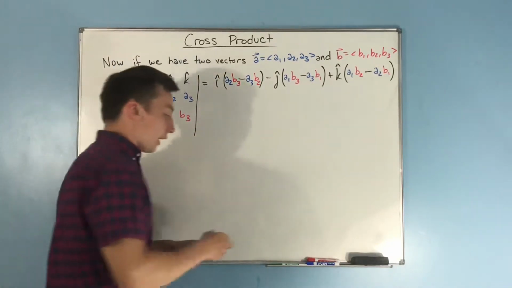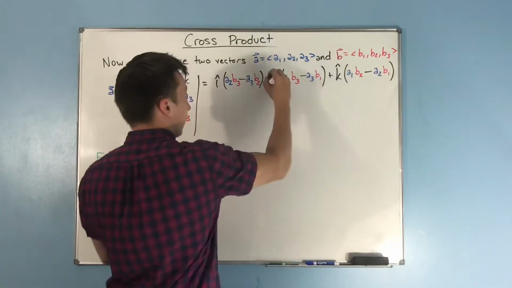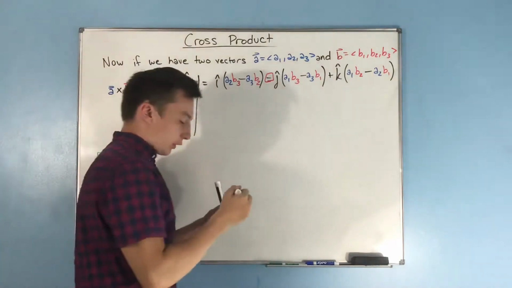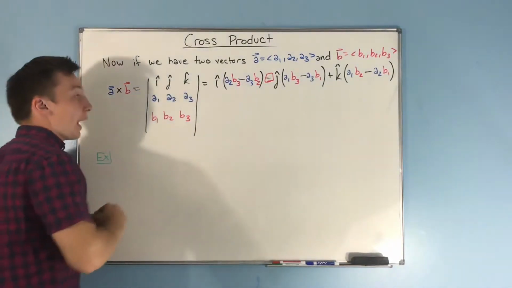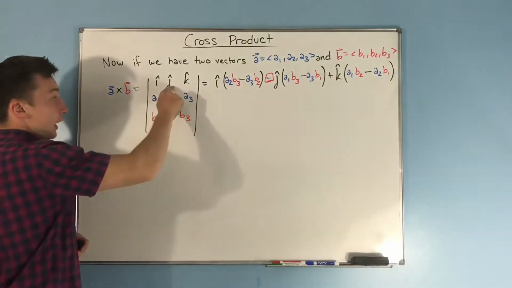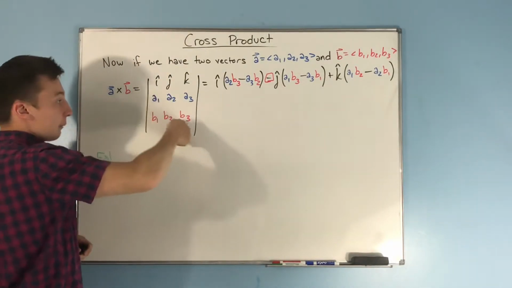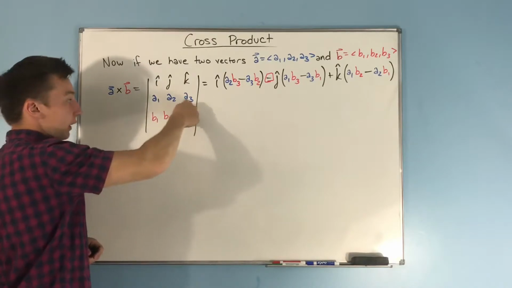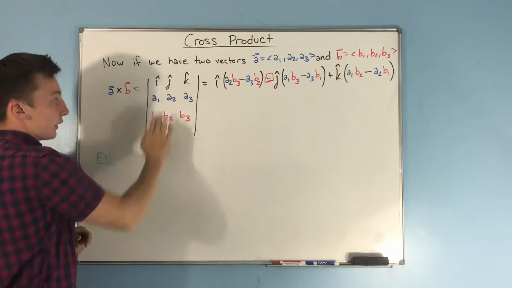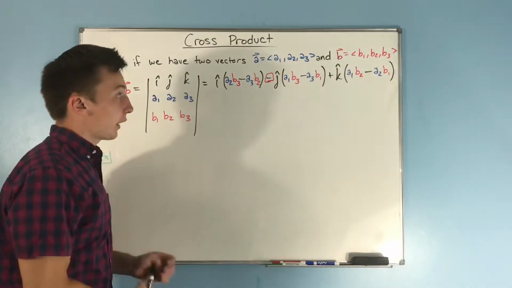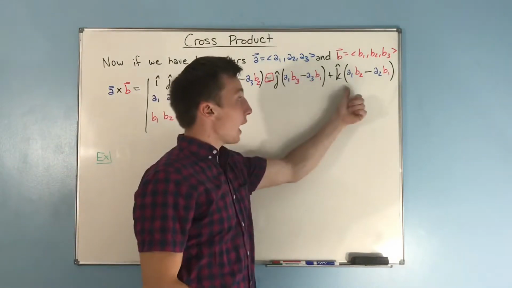Now, next we have minus j hat. Here is that minus. Remember, this is what I said to be careful of, so I'm going to circle that in red. Now, we have this j hat times A1 times B3 minus A3 times B1. So now you're setting up a 2x2 matrix excluding this center column here.